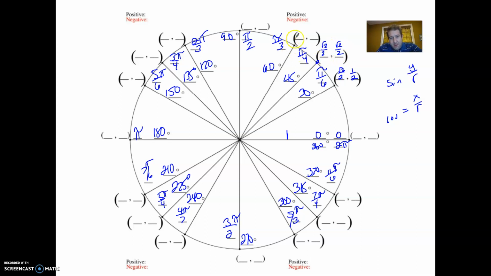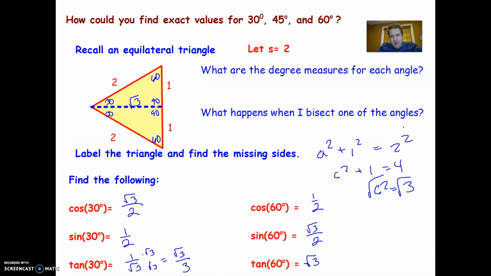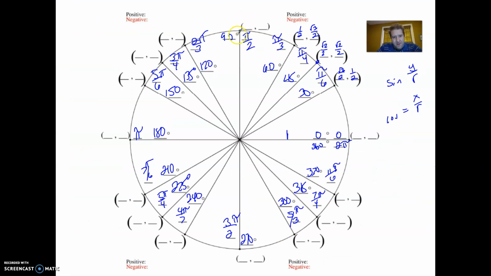And then keep in mind that 60 degrees is going to be the exact same, but in reverse. So this is going to be 1/2 and square root of 3 over 2. I can prove that. We go back to 60 degrees. You'll see that it's 1/2, comma, square root of 3 over 2. And 90 degrees, which is undefined for this. I'm just going to leave it like that for now.